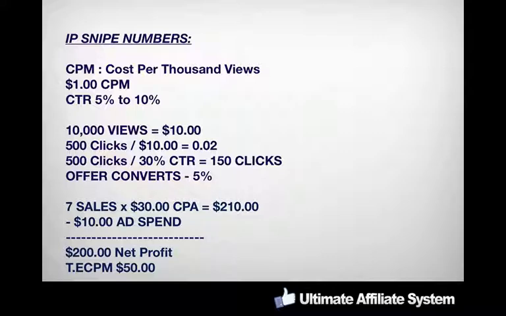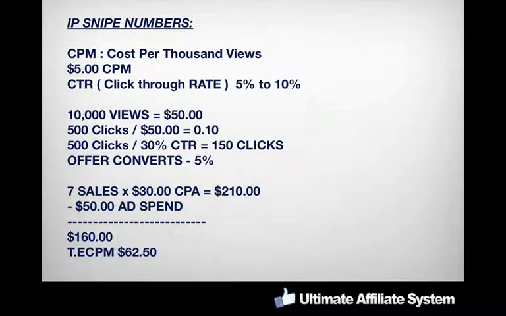So you made $210 in gross revenue, but your ad spend was only $10, meaning a total net profit of $200. Now let's say even if our cost per 1,000 views were $5 CPM. So at $5 CPM, with all numbers being the same, you get 5%, which means 10,000 views gives you a $50 spend. And then 5% of that, 500 clicks. So $50 divided by 500 clicks gives you a 10 cent CPC, cost per click.